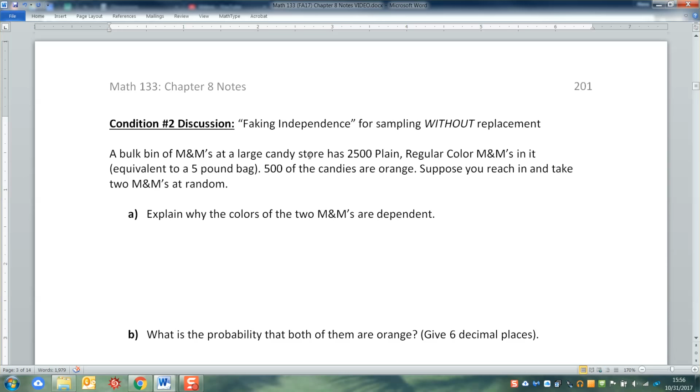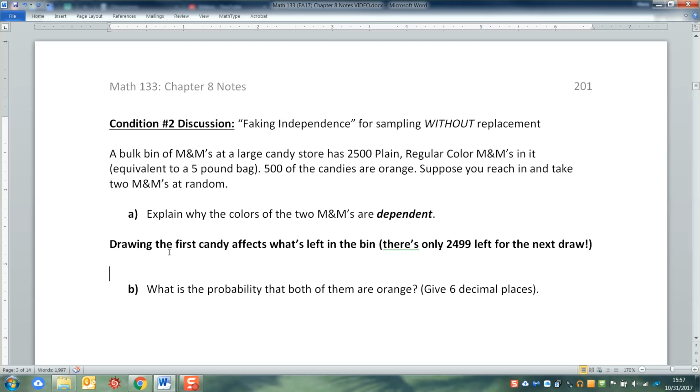That's what we're talking about here. So suppose that we somehow know that in this 5-pound bin of M&Ms, there's 500 candies in there that are orange. And you're going to reach in and take 2 M&Ms at random. So now, why are the colors of those 2 M&Ms dependent? They truly are dependent. Why? Because when we draw one M&M, it affects what's left in the bin to be drawn for the next M&M.